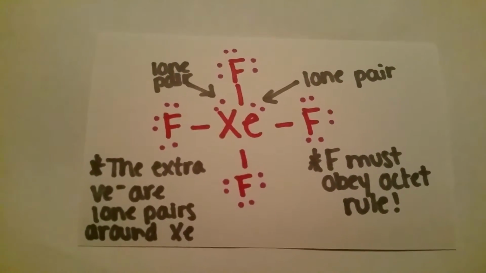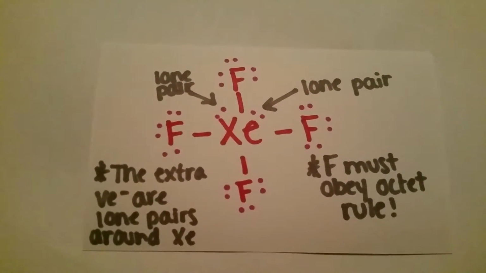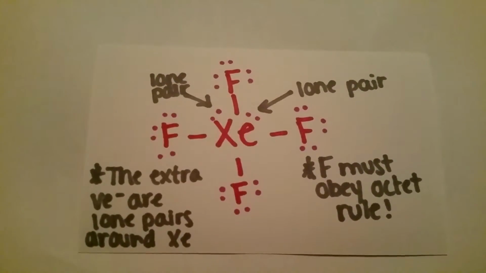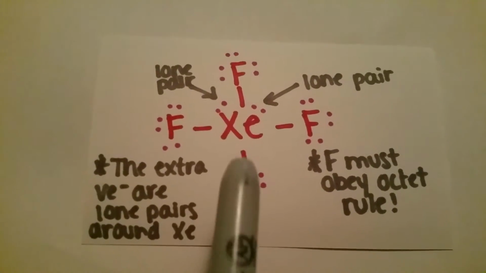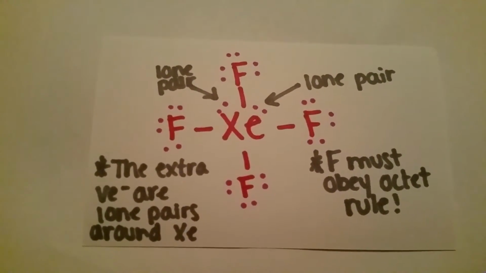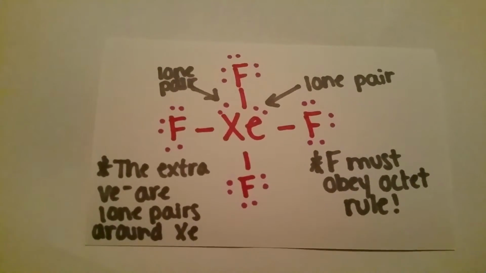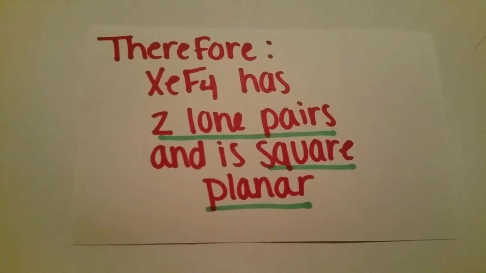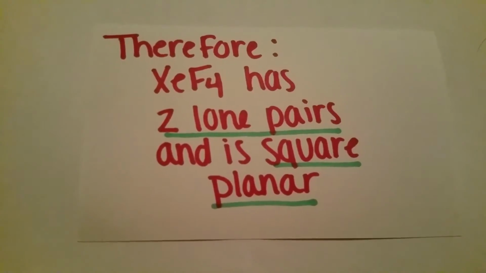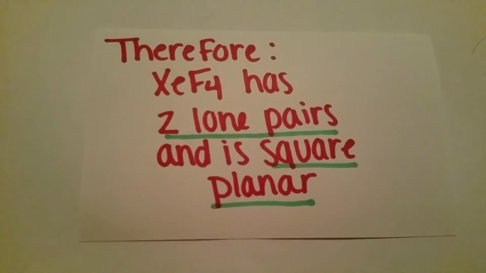This is when lone pairs come in. Because there are extra electrons, all we do is place 2 lone pairs, which consist of 4 electrons in total, around Xe. So this gives us a total number of 36 valence electrons. After drawing our structure, we can see that XeF4 has 2 lone pairs and its molecular geometry is square planar.